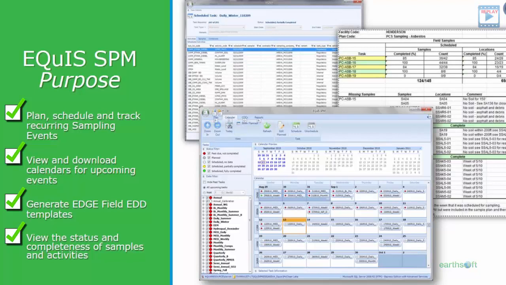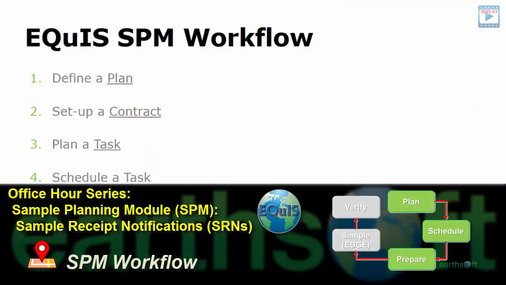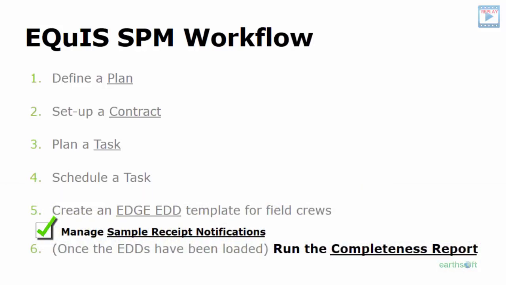But what we're really going to focus on today is the sample receipt notification component of that, which basically presupposes that you've already gone through the first 5 steps of the SPM workflow: planning, defining your plan, setting up your contract with your specific laboratories, planning any necessary tasks and scheduling those tasks, and then going ahead and creating that EDGE EDD. And once that EDGE EDD is created and it goes out into the hands of the field crews, that's sort of the no man's land where EQUIS no longer knows what's going on. And that's where the sample receipt notifications come in.